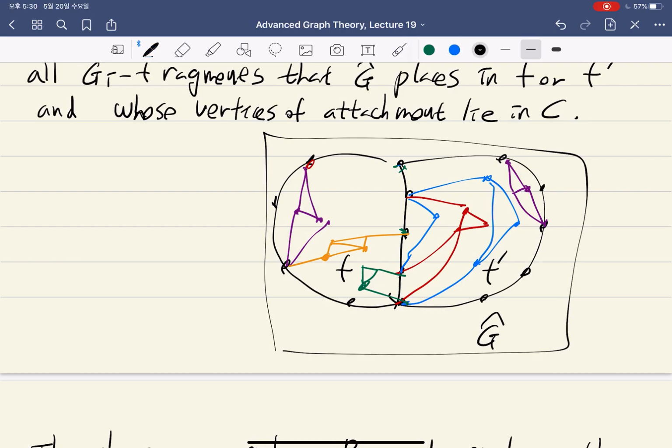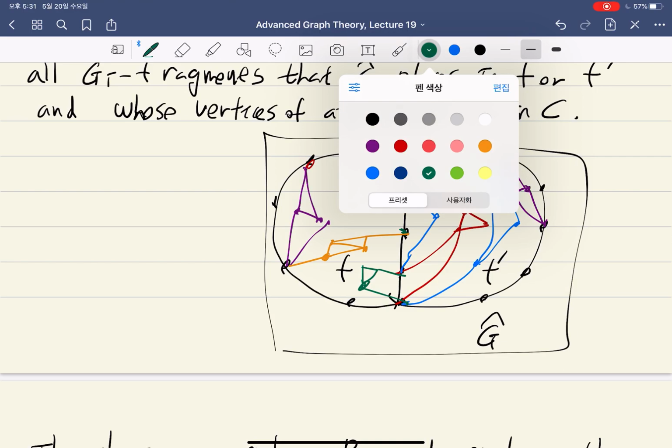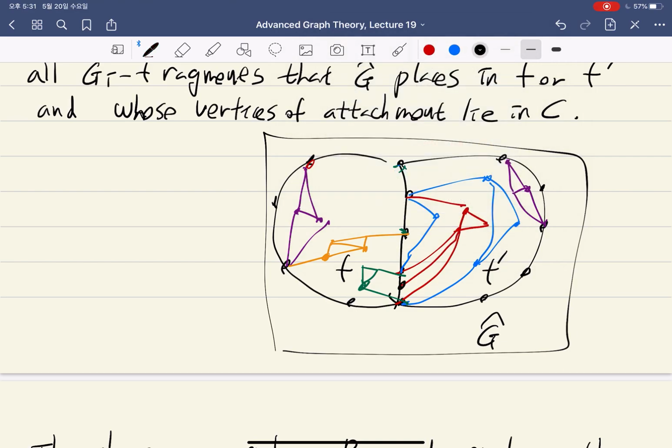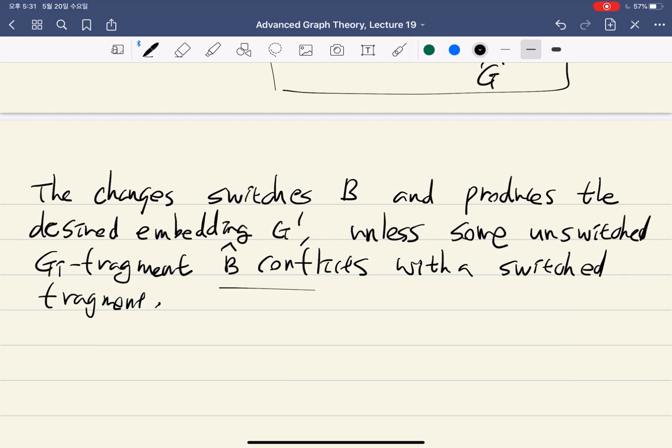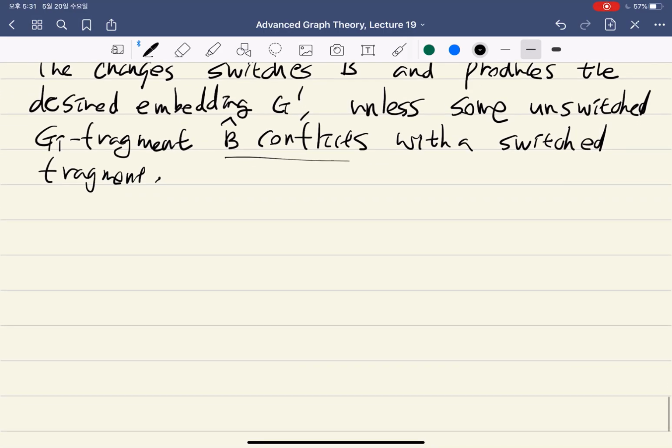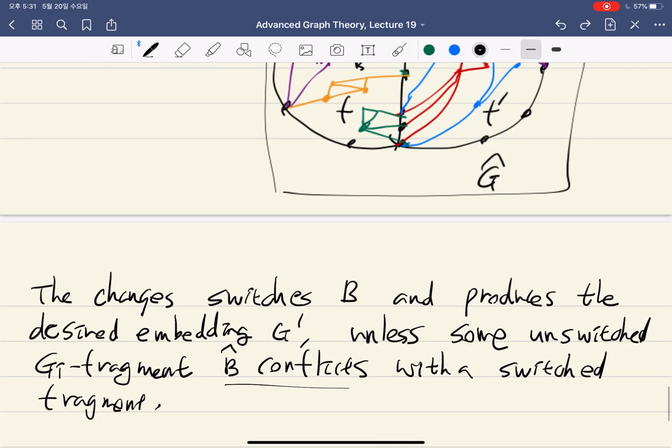I mean, let's say that there was one more vertex here and here. So that's why we need to move this green one to the other side. If we just move this red one to here, then the red one and green one conflict with each other so that we don't get the planar embedding. Anyway, this yellow one is problematic, so we give the name B hat to this yellow one. That's the one that conflicts with one of the switched ones, this red or blue.